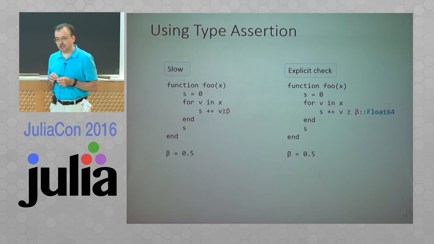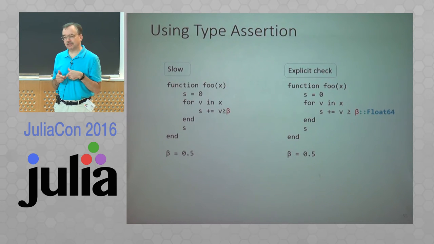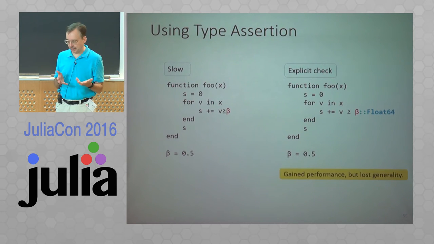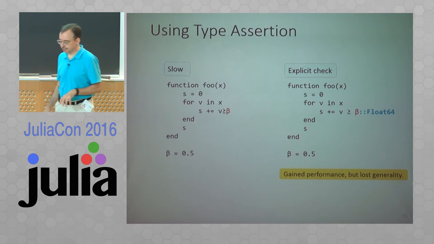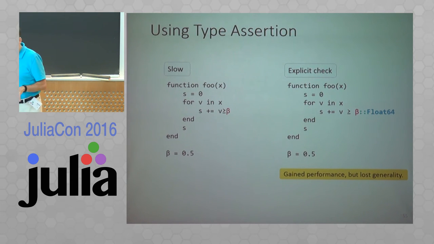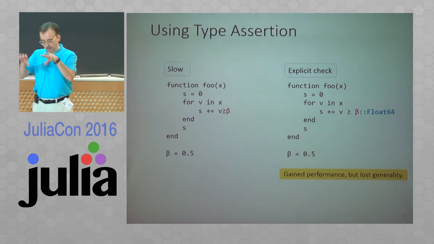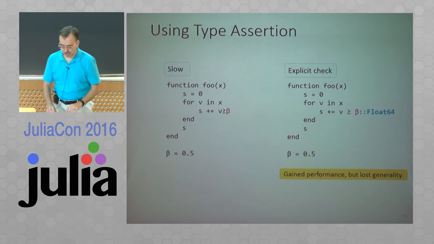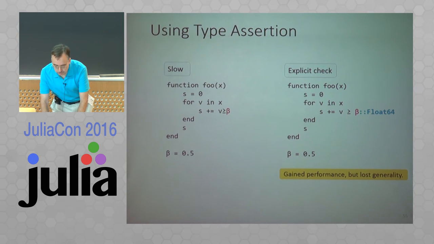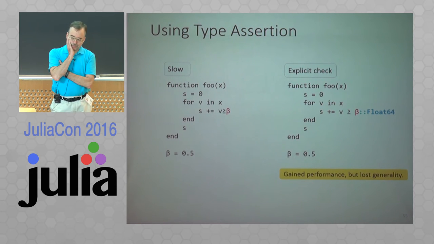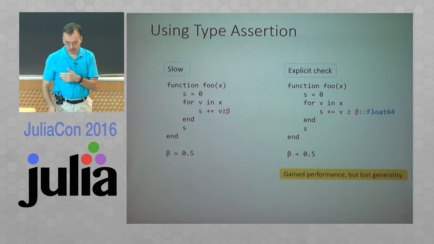So the advantage of this approach is you get a runtime check for the type of the variable. So there's a little bit of overhead, but it doesn't poison the rest of the computation with an unknown type. The compiler knows that after beta is loaded, it checks, oh yeah, it's a float 64. The type inference can figure out the rest of the types of the computation. So that gets you the performance back and still allows a global variable, but you lose some generality.